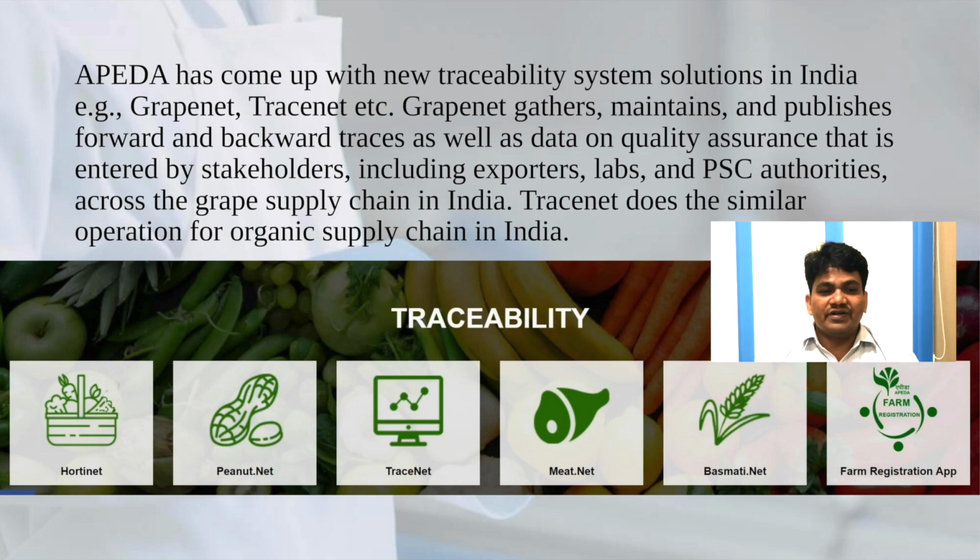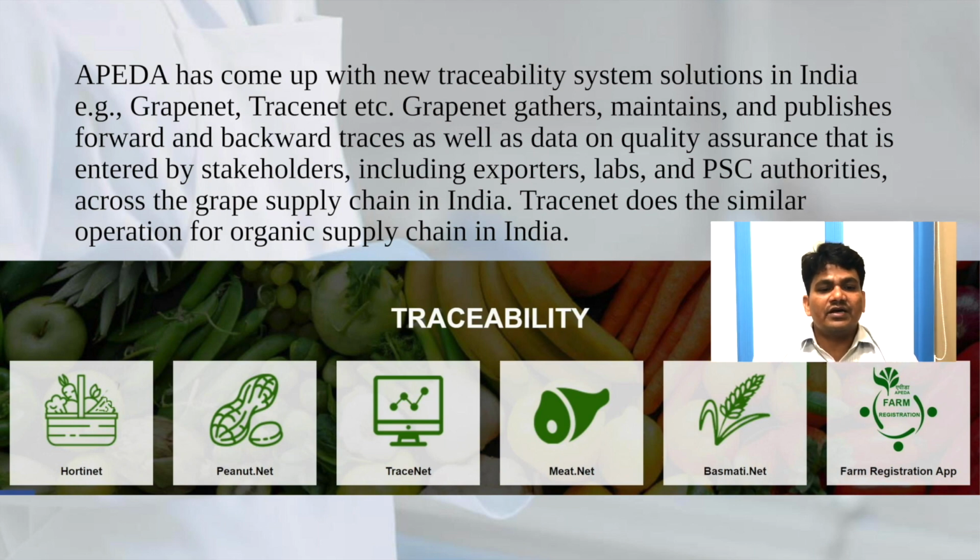APEDA is a very popular agency in India. APEDA has come up with new traceability system solutions in India, for example GrapeNet, TraceNet, etc. GrapeNet gathers, maintains, and publishes forward and backward traces as well as data on quality assurance, and is entered by stakeholders including exporters, labs, and PSC authorities across the grape supply chain in India, right? And TraceNet does similar operations for the organic supply chain in India.